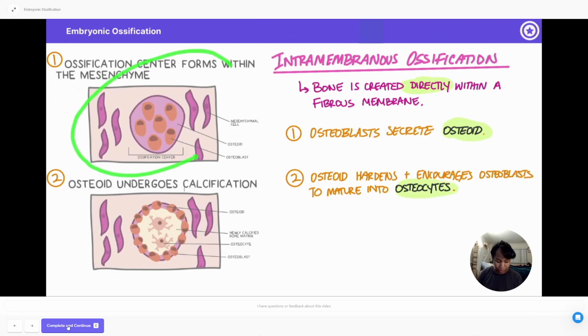So let's take a look at the diagram so we can actually see what's going on here. So first we're going to have the osteoblasts congregating within an osteoid, which is just that functional unit of cortical bone. And that is referred to as an ossification center, since that's where ossification is actually going to take place.